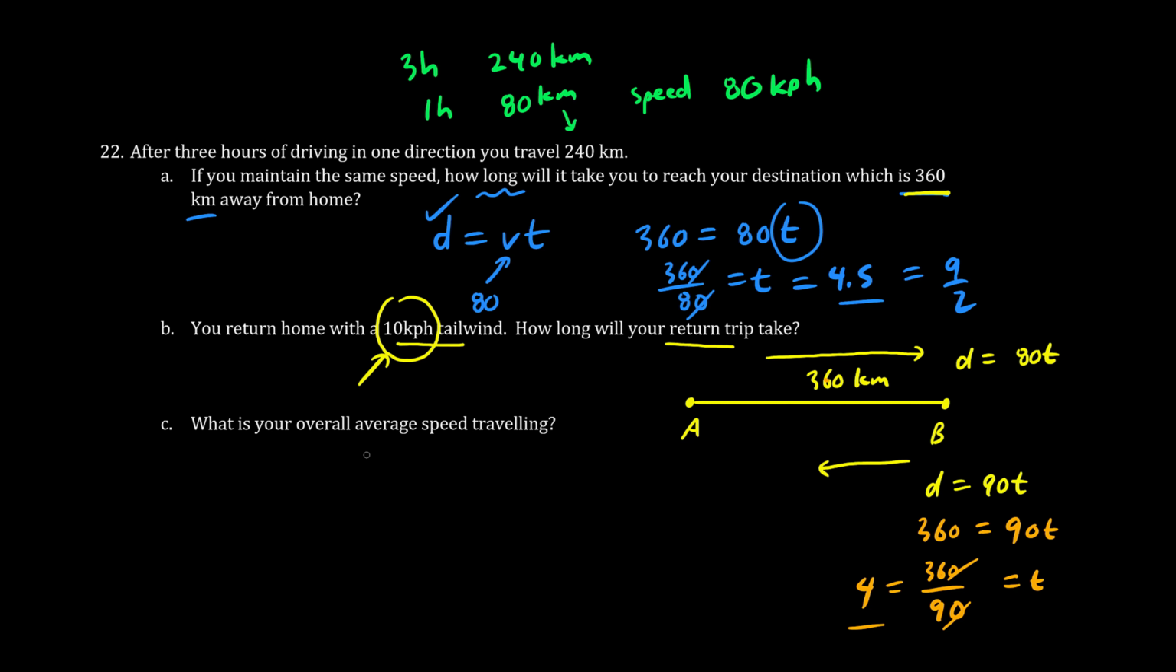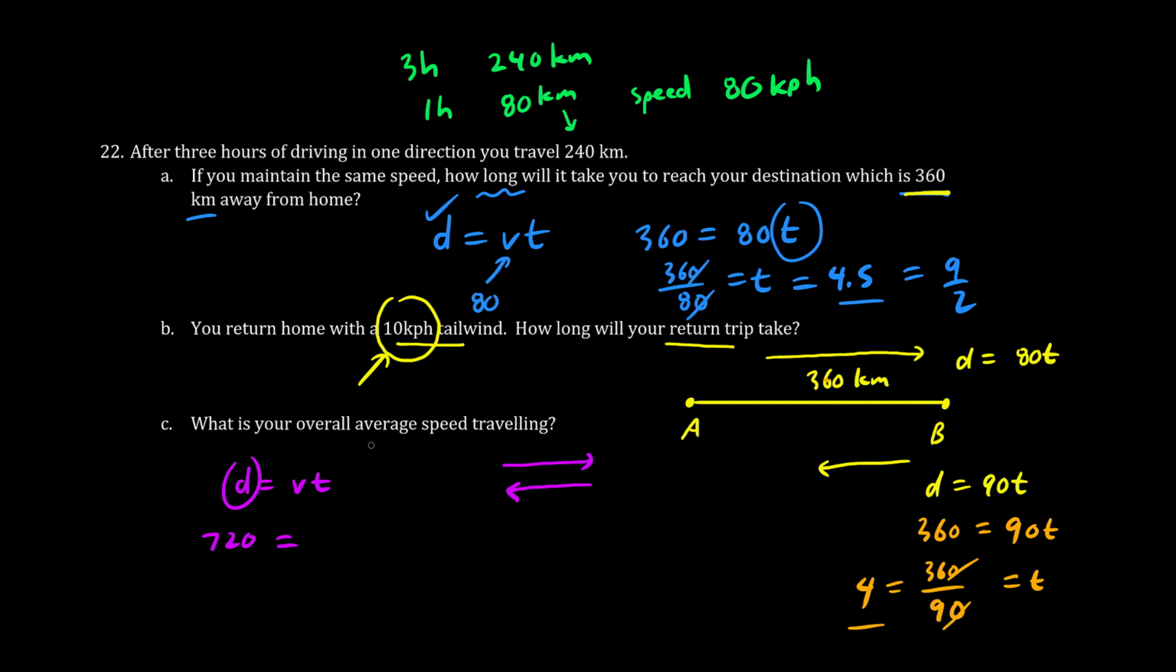And finally, what's your overall average speed traveling both to your destination and back home? So we know that distance equals velocity times time. And we're talking about the distance going there and back. We're not including the fact that you're pausing at your vacation. We're traveling 360 there and 360 back. 360 plus 360 is 720 kilometers.